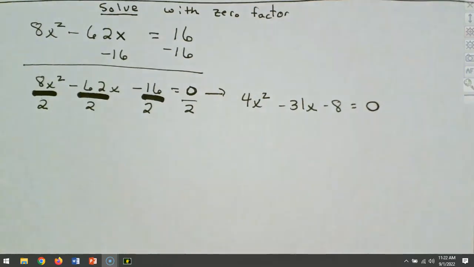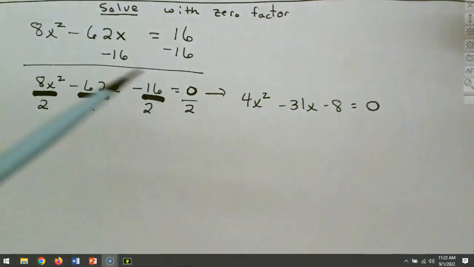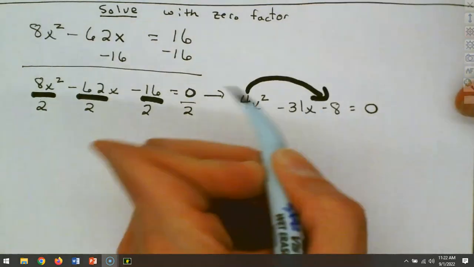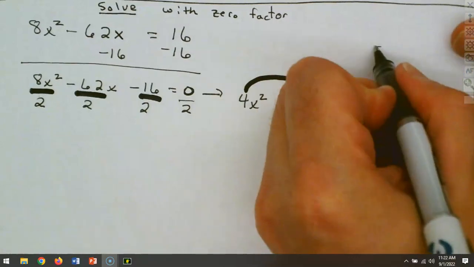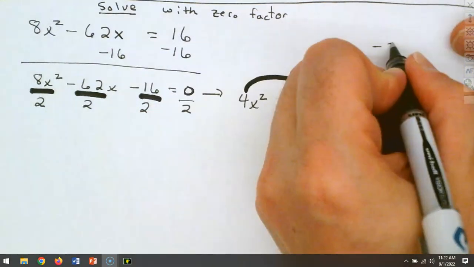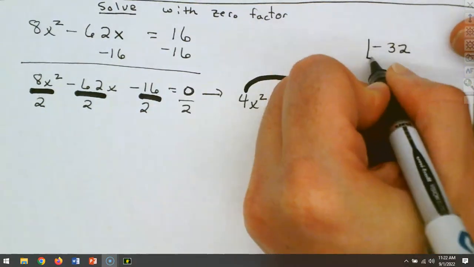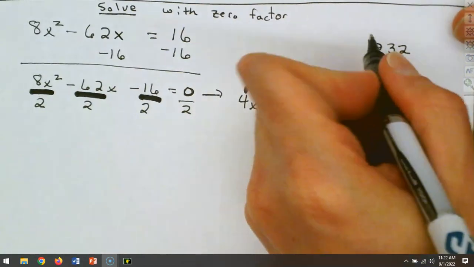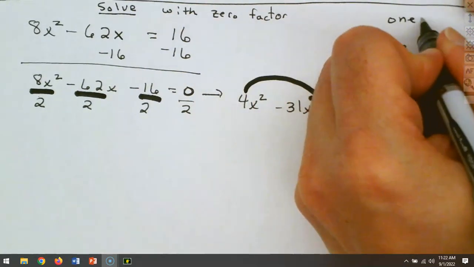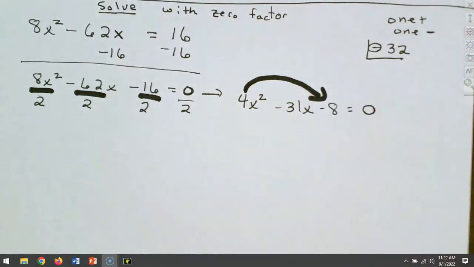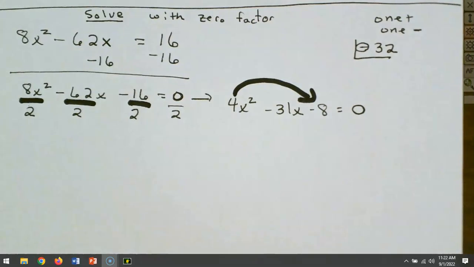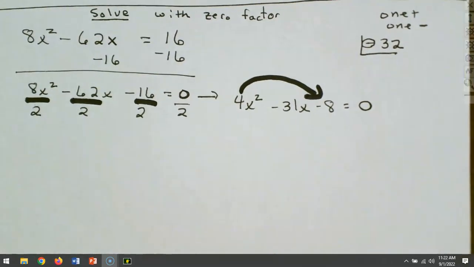First times the last. First times the last, watch your signs. First times the last, that's a negative, in this case, negative 32. And it's negative, so what do I know? Positive, negative. So is everyone okay with what we did so far? So we set it to 0.